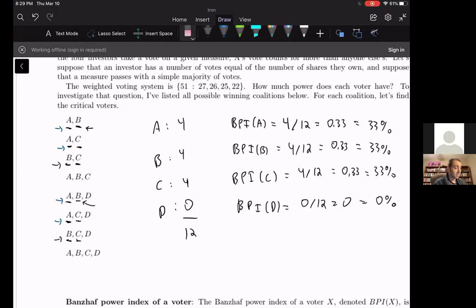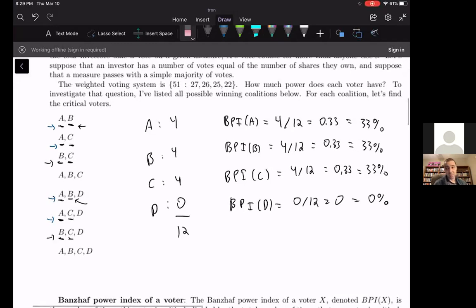Okay, so anyway, this is John Bonsoff's idea, to create what's called a power index for each voter that shows you what percentage of the power they have. So A has 33% of the influence in the system, so does B, so does C, whereas D has no influence, right? Again, there's not even a possible situation in which D's opinion mattered. We did not underline D anytime. So since there's no time when D's opinion mattered, they have no power, despite their 22 shares.